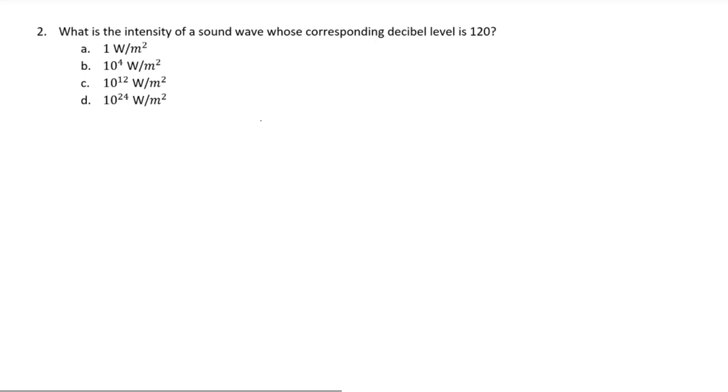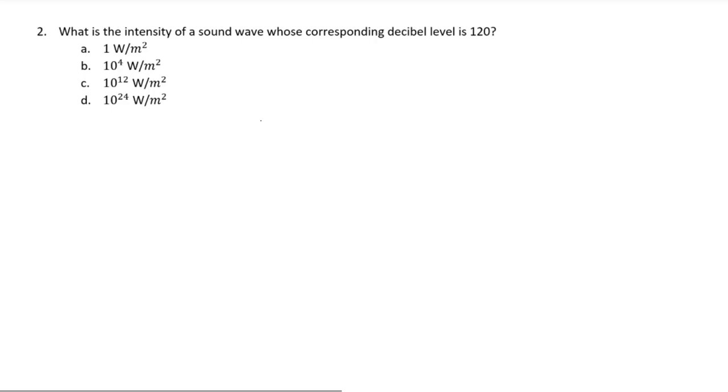The question is asking us what the intensity of a sound wave is that corresponds to a decibel level of 120. The sound level is 120 decibels. Is it 1 watt per meter squared, 10 to the 4 watts per meter squared, 10 to the 12 watts per meter squared, or 10 to the 24 watts per meter squared?